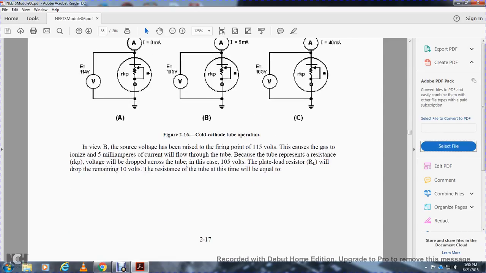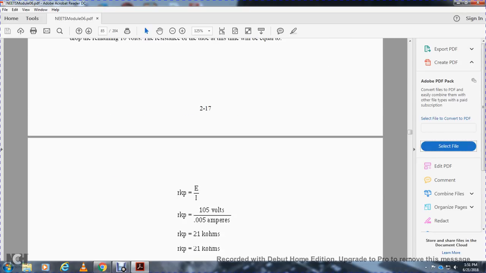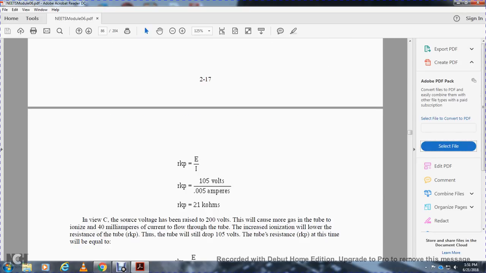In view B, the source voltage has been raised to the firing point of 115 volts, covering the gap for ionization, and 5 milliamperes of current will flow through the tube. The tube resistance and the plate load resistor share the voltage, and the voltage will drop across the tube. In this case, with 105 volts across the tube, the plate load resistor will drop the remaining 10 volts. The resistance of the tube at this time will equal the cathode-plate resistance, volts over amps: 105 volts over 5 milliamperes, or 21 kilohms.